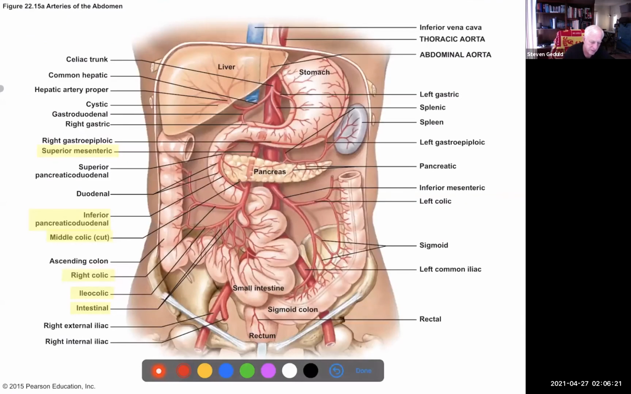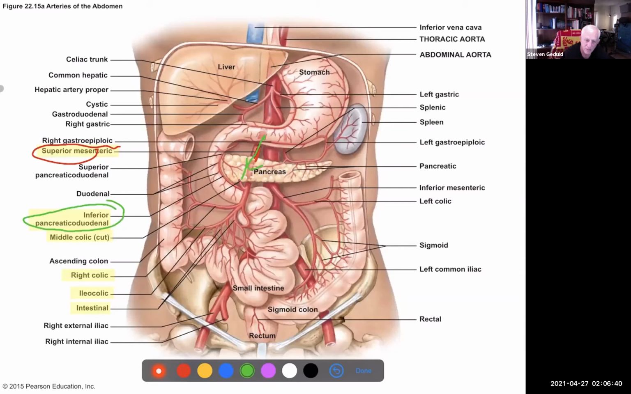Okay. So here's your superior mesenteric artery coming down. And this is going to, I can't see it down there. It's red right there. Okay. And it's going to branch into the inferior pancreaticoduodenal artery. And that goes to two things. It goes to the pancreas and it goes to the duodenum.